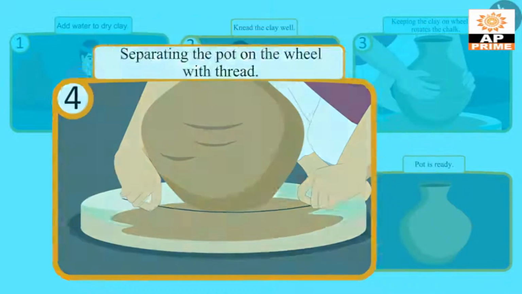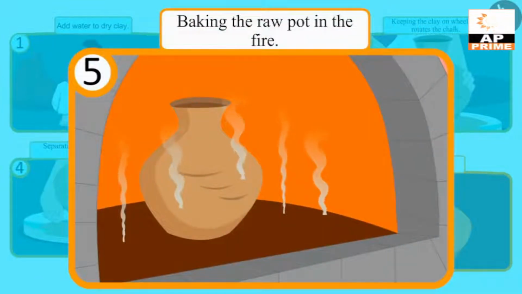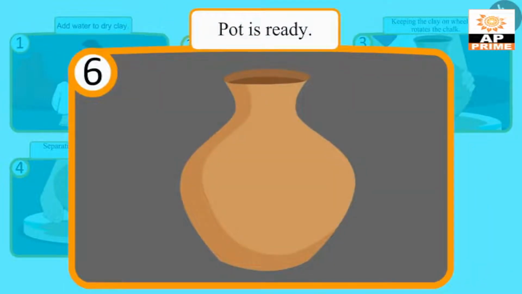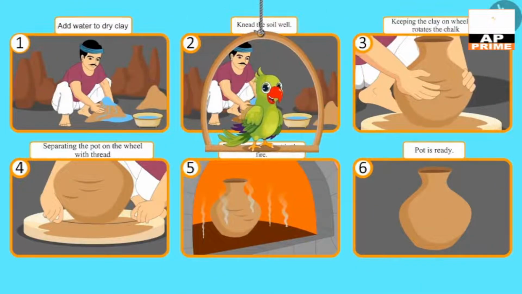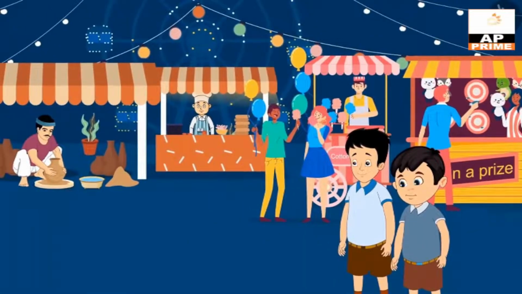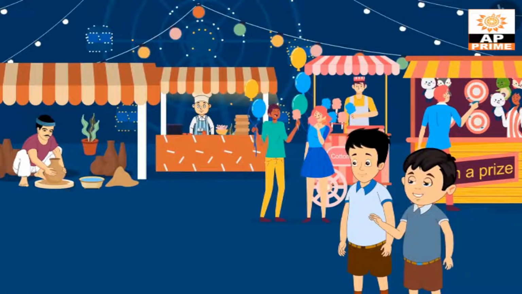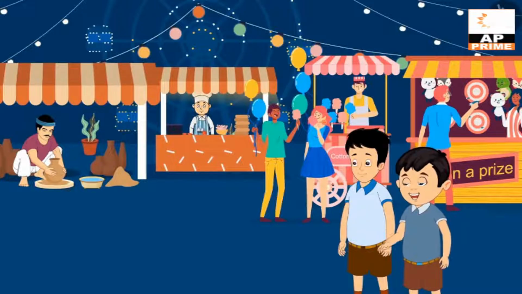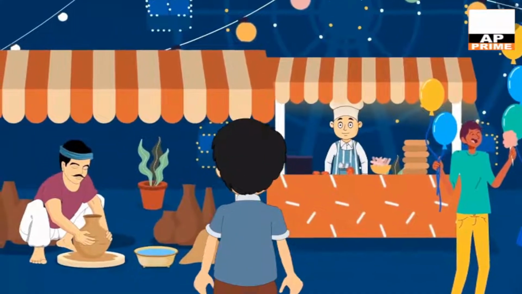After detaching it from the wheel, the raw pot is baked. And then the pot becomes ready. So children, this was the order of the process of making a pot. Chotu and Sonu were standing there watching this. And then Chotu said, "Come on Sonu, let's go and try to make a pot." Chotu and Sonu went to make a pot.